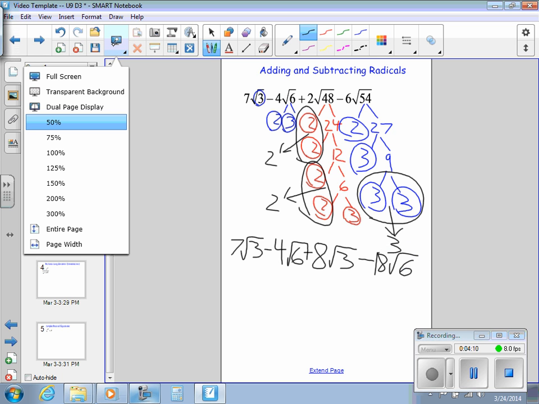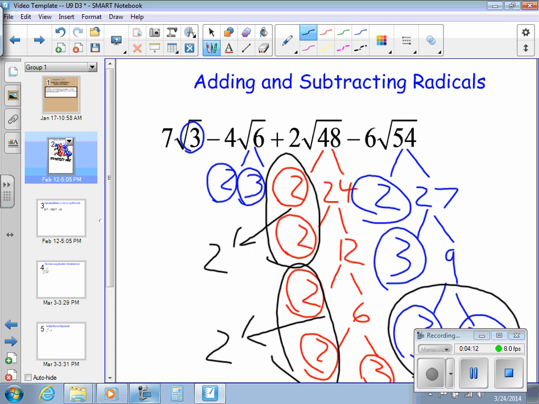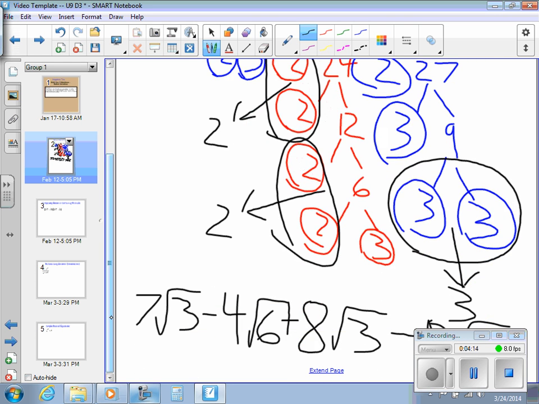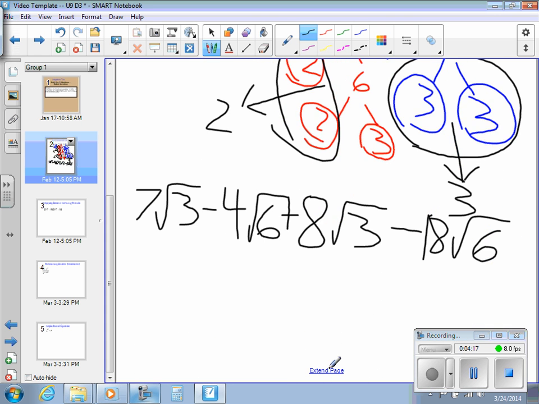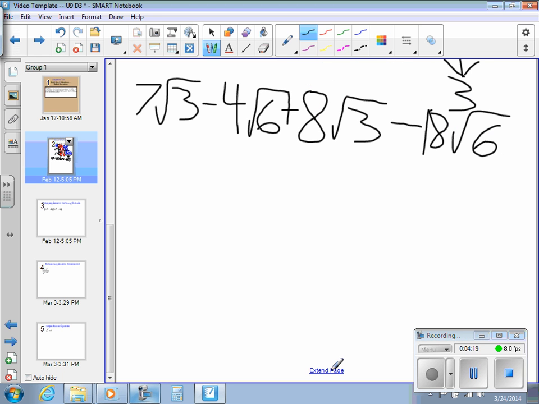Okay, let me go back to the zoom here, bring this back to 100%. Bring it down and extend the page. And now we can work with this some more. Okay, so now I want to take my like terms. The square root of 3's I'm going to put together. The square root of 6's I'm going to put together.